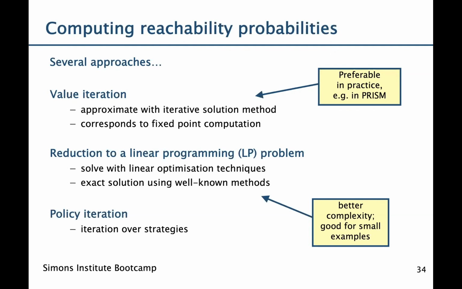And this is preferable in practice, for example, as it's used in PRISM. I'll show you a second approach, which is a reduction to a linear programming problem, which we can then solve with linear optimization techniques. This has a better complexity, although it's not better in practice. It's good for small examples, and it also gives precise results, as opposed to value iteration, which only gives approximate answers. I'll also mention a third method, which is policy iteration.